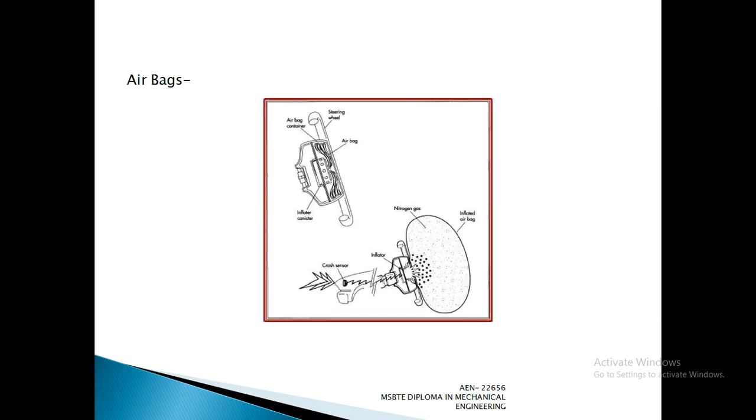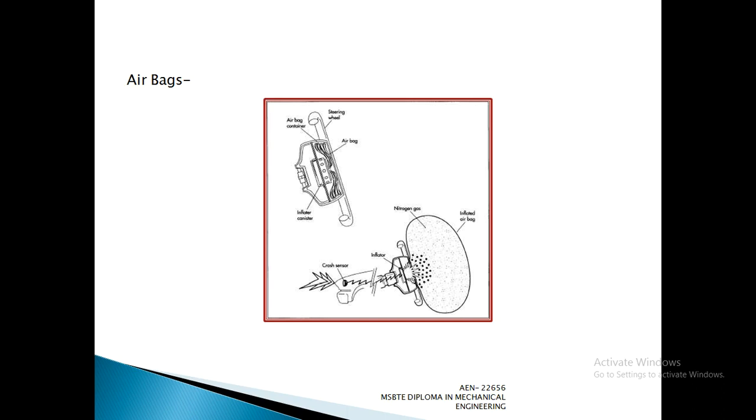Now this shows a figure of an airbag. It consists of a crash sensor, inflator, nitrogen gas, and inflated, or you can simply say de-inflated airbag. Whenever a vehicle meets an accident, the crash sensor detects the abrupt changes in the forces that are occurring onto the automobile. This will give the signal to the inflator, and thus the nitrogen gas is blown into the inflated airbag.